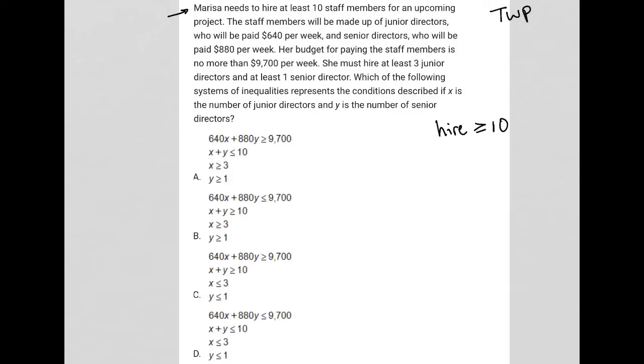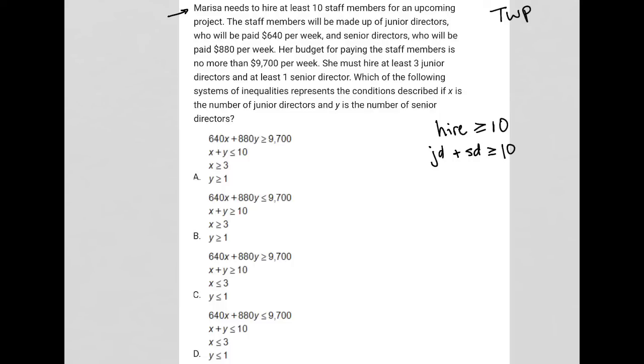The staff members will be made up of junior directors who will be paid $640 per week and senior directors who will be paid $880 per week. Okay, well, if we're only hiring junior directors and senior directors, that means JD for junior directors plus SD for senior directors has to be greater than or equal to 10, right? Because that's all we're hiring.